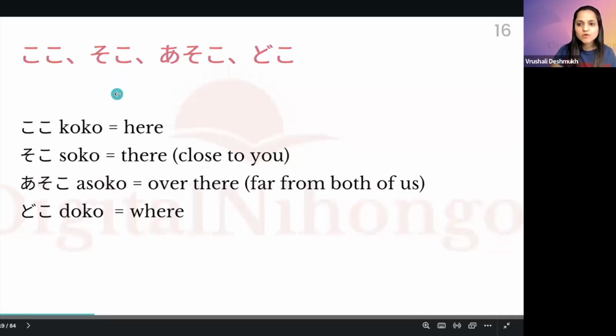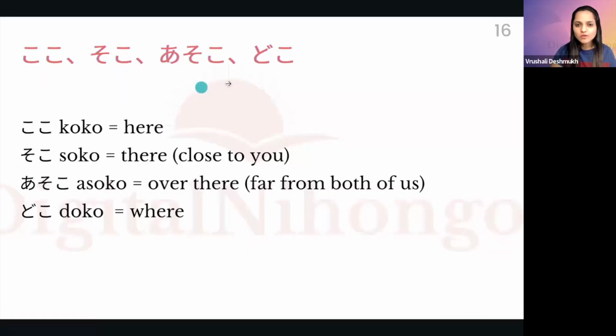So as we use kore, sore, are or kono, sono, ano for things, we use koko, soko, asoko and doko for different places. Koko is here, soko is there, asoko is over there, and doko is where.